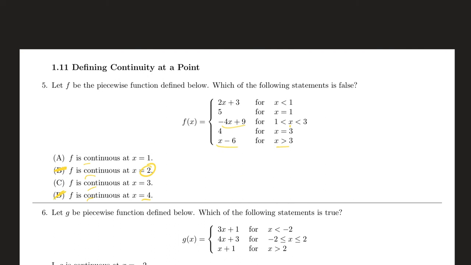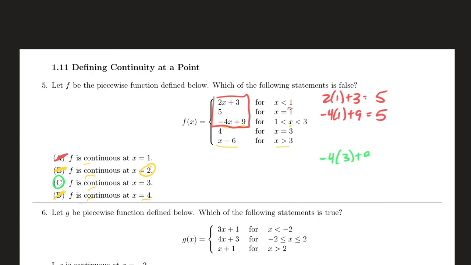So we have to figure out which of these places where we change from one piece to another are going to be continuous. The first one happens at 1. I'm going to plug 1 into this, and that gives me 5. I'm also going to plug 1 into the next piece where it switches to, and that also gives me 5. So at 1, all 3 of these are equal to 5, which means it is continuous. So that's not false.